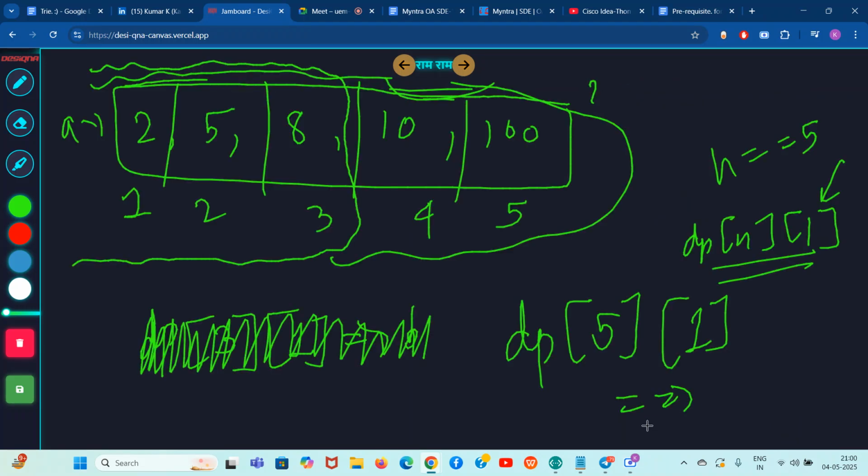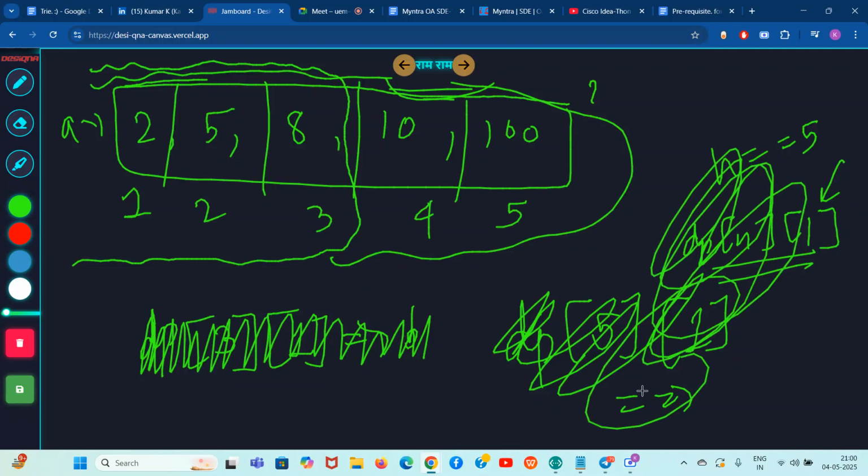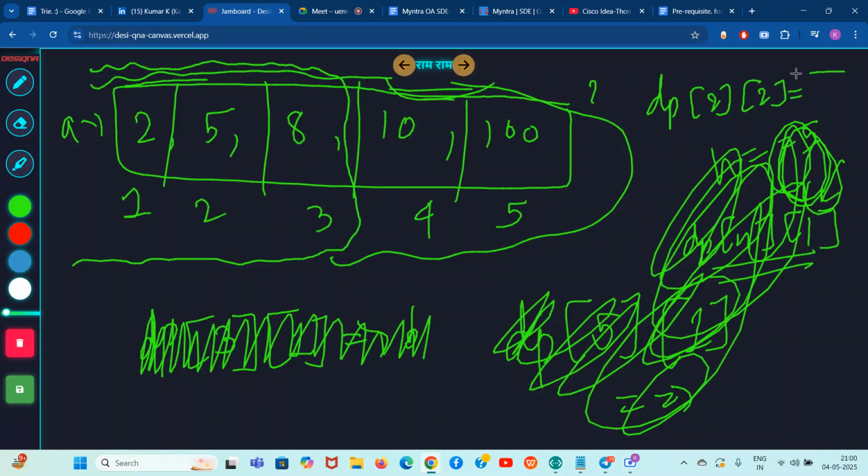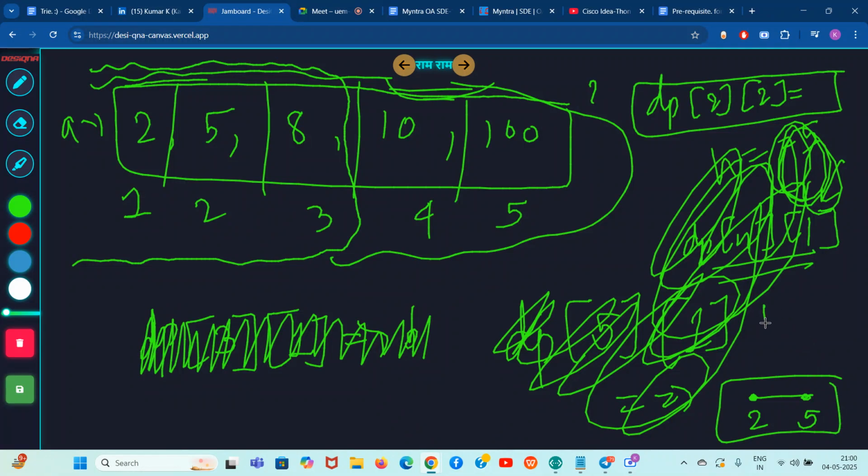You should not cry. Can anyone tell me the answer of dp[2][2]? This is the easiest one. dp[2][2] means you consider the first two elements, 2 and 5. What is the minimum cost to assign two foods, food 1 and food 2? What is the minimum cost to do that?